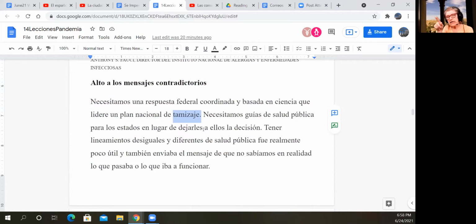having a J-E on the end of a word is not that unusual. And this tamizaje would really be something that would be used, I'm pretty sure, in medical terminology, pretty strictly. What the actual origin of that word is, I cannot tell you.